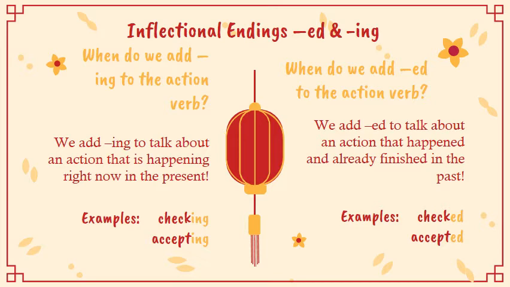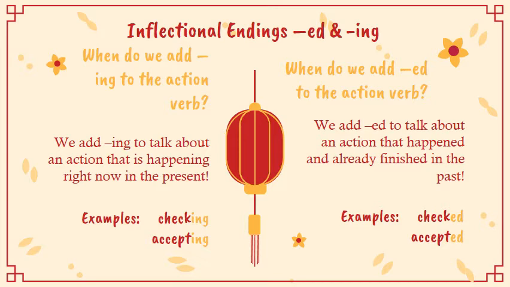Inflectional endings, ed and ing. When we say inflectional endings, we mean when we add ed and when we add ing to the action verbs. So, when do we add ing to the action verb? We add ing to talk about an action that is happening right now in the present. Example: checking. I am checking my laptop. I am checking my lecture, for example. Or another example, accepting. I am accepting the invitation for the meeting.